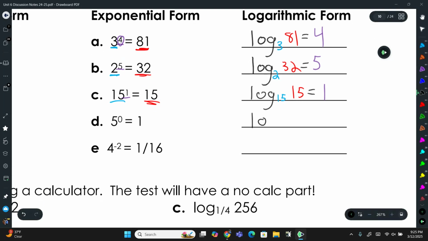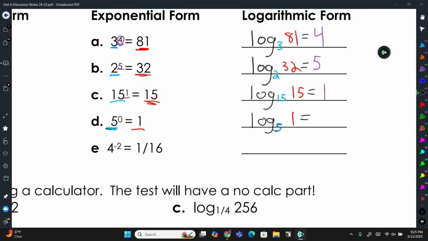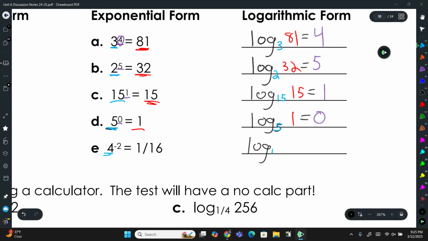All right, converting the log forms to the word log. Our base is 5. Our other number is 1, and it equals the exponent, which is 0. And then our last one, going to log form, we have the word log. Our base is 4. Our other number is 1/16, and that equals -2, the exponent.